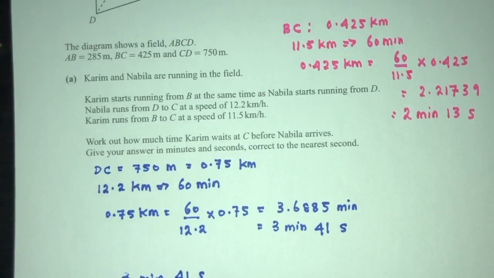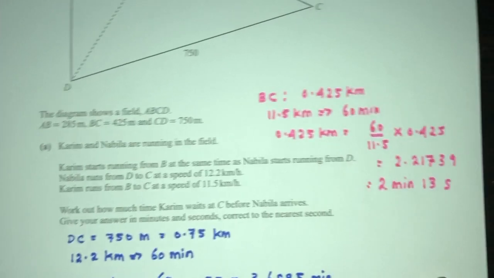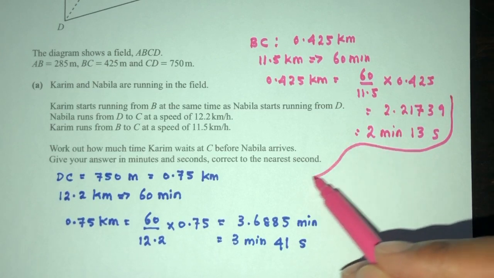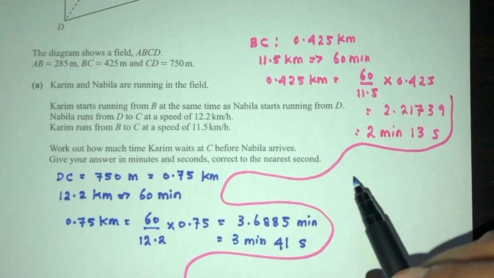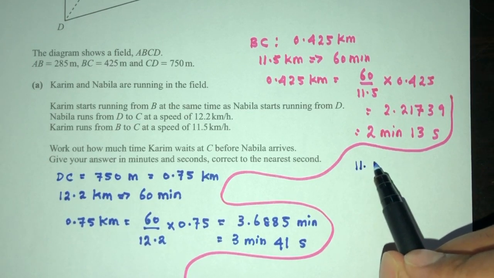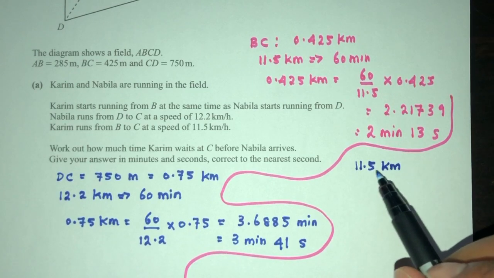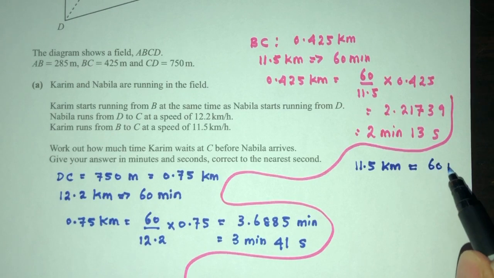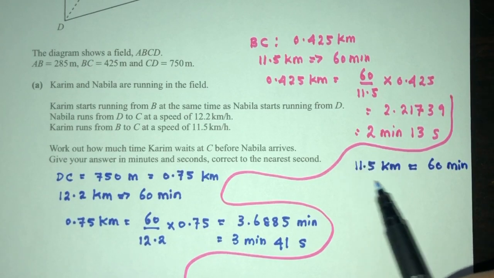Now if you guys are having a hard time understanding this ratio thing, let me just explain to you guys pretty simply as well. So basically what happens here is that we're just trying to find the ratio. So we're just trying to understand how to use it. For example, when I say his speed is 11.5 km per hour, it means that he runs 11.5 km in 1 hour, which is same as 60 minutes. Makes sense, right?